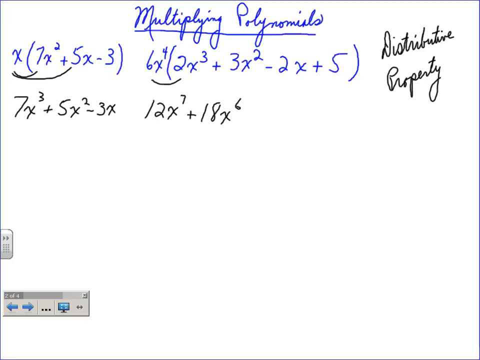All right. Now we have minus 6 times 2, I'd have 12 x to the 5th, adding the exponents. And 6x to the 4th times 5 is 30x to the 4th. There's no x there. Oh, yeah. All right.